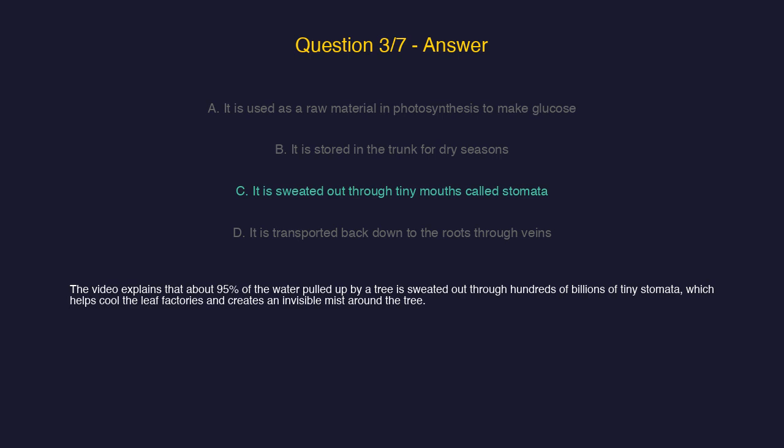The correct answer is C. The video explains that about 95% of the water pulled up by a tree is sweated out through hundreds of billions of tiny stomata, which helps cool the leaf factories and creates an invisible mist around the tree.